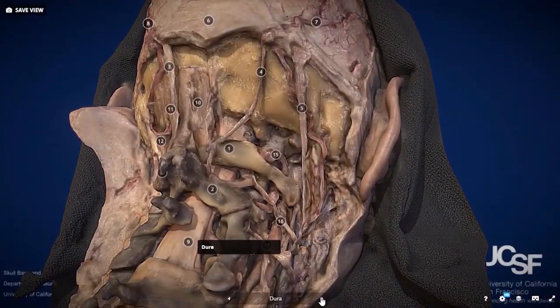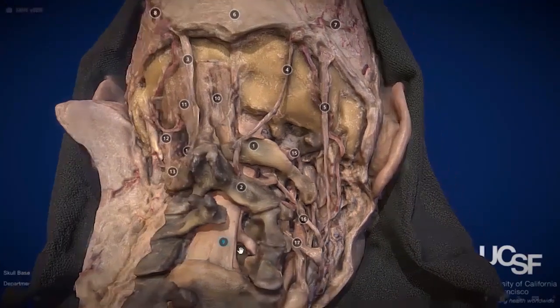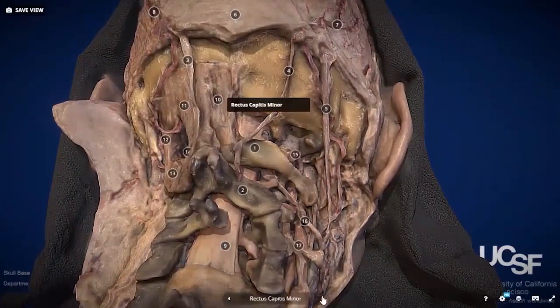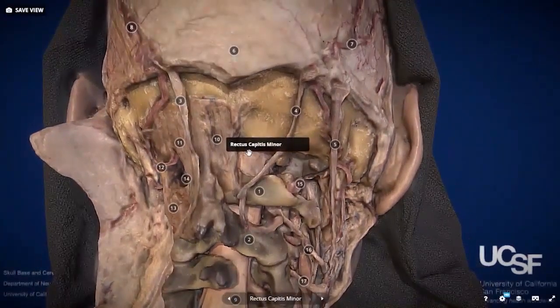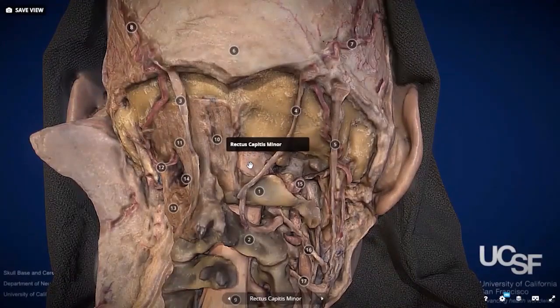What we're seeing here, after removing the right lamina of C3, is the exposure of the dura, and the dural sleeve covering the nerve root. And now we move towards the suboccipital muscles. And just to remember as well, in this region we're going to find the posterior atlanto-occipital membrane, which runs from the posterior arch to the opisthion, which is the posterior portion of the foramen magnum.